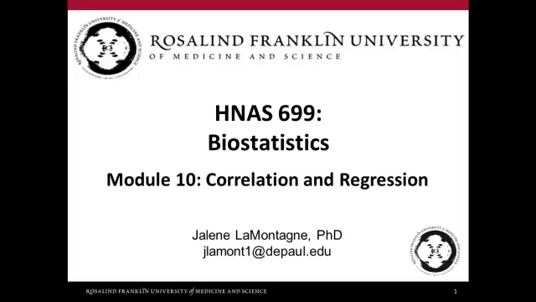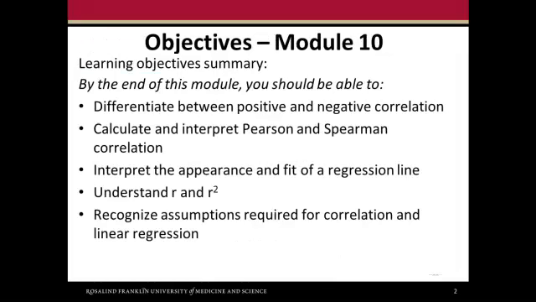Welcome to the first mini-lecture for Module 10 on correlation and regression. In this mini-lecture, you should be able to differentiate between positive and negative correlation, calculate and interpret Pearson and Spearman correlations, interpret the appearance and fit of a regression line, understand R and R squared, and recognize assumptions required for correlation and linear regression. This module is just going to do a general overview to these ideas.